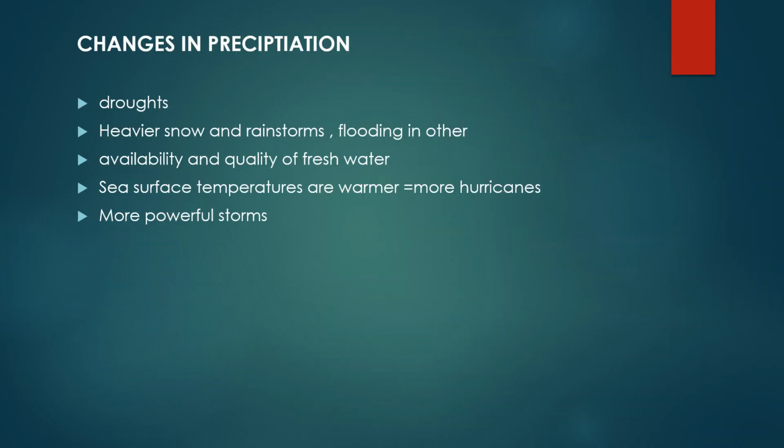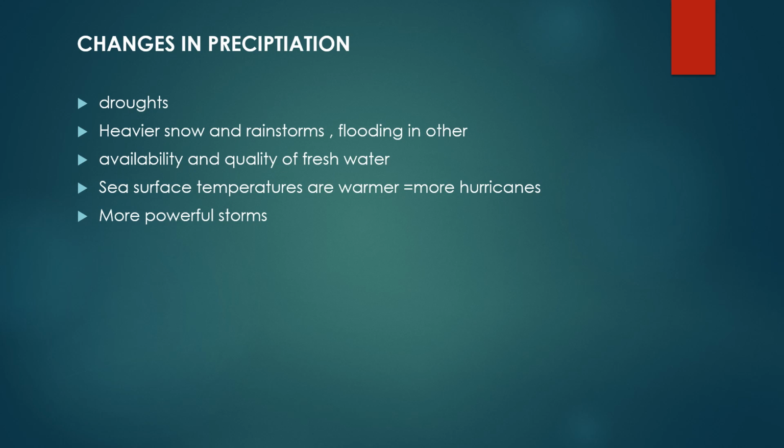Changes in precipitation. As climate change occurs, precipitation patterns change. In some areas, dry areas will be drier. Wet areas will be wetter. Heavier snow and rainstorm and flooding in other areas. Availability and quality of fresh water, we will start to see that if we're not already seeing that.